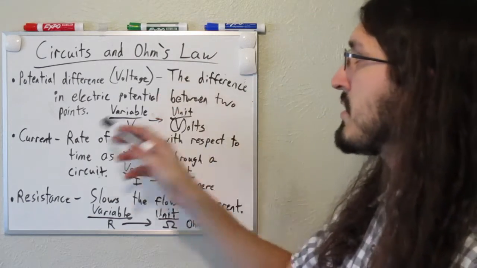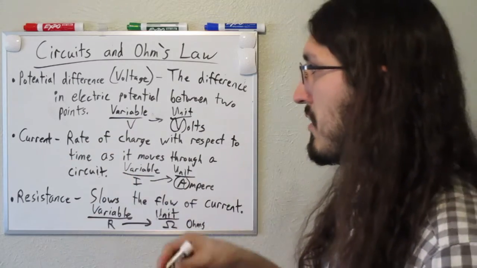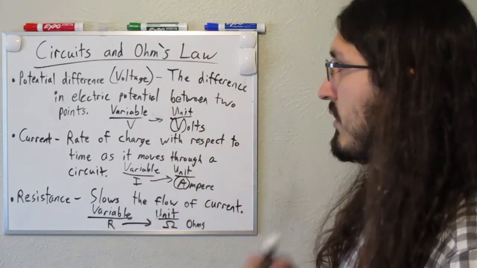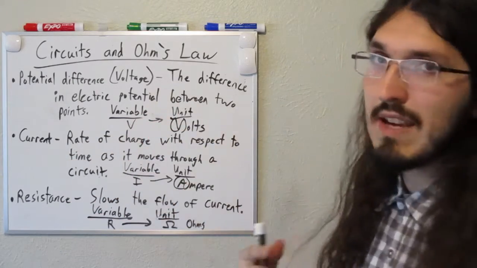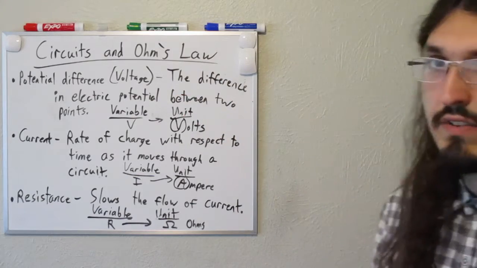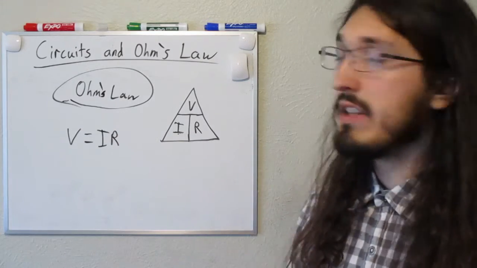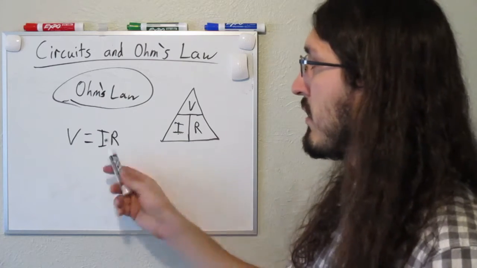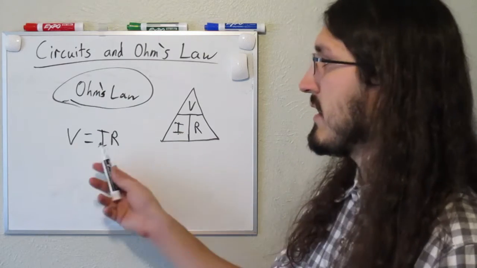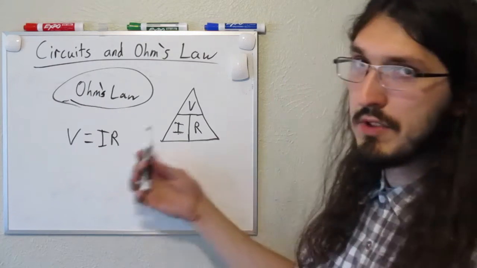Okay, so voltage, current, and resistance are all actually dependent on each other. The relationship between these three things is described in Ohm's Law, which I'll show you right now. Okay, so Ohm's Law states that the voltage of a particular circuit is equal to the current times the resistance. Okay, so that's a very simple equation to find voltage. All you have to do is just multiply those two numbers.